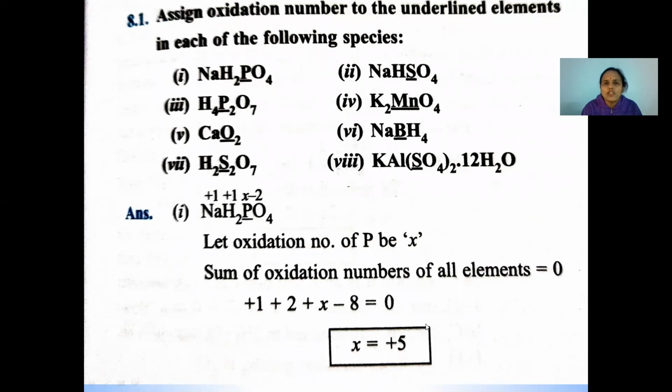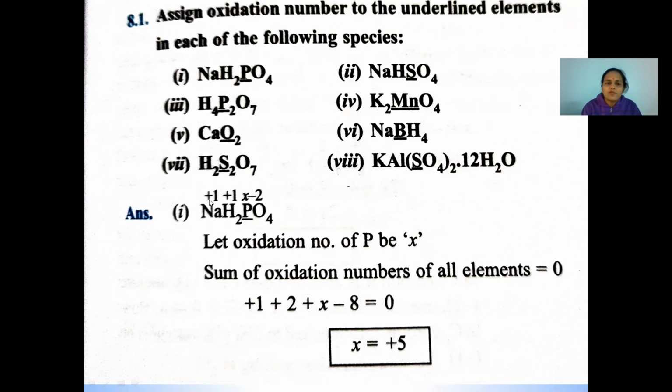Look at the question. Question is, assign oxidation number to the underlined elements in each of the following species. First one is NaH2PO4. You need to calculate for phosphorus here. So phosphorus, the one which you need to calculate, take its value as X. Just now I said alkali metals have got an oxidation number of +1 and hydrogen is assigned an oxidation number of +1, whereas for oxygen atom it is -2 respectively.